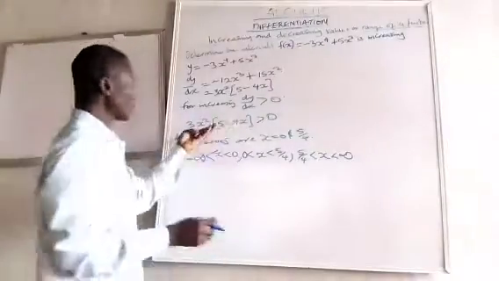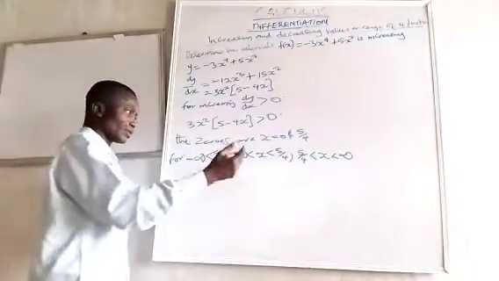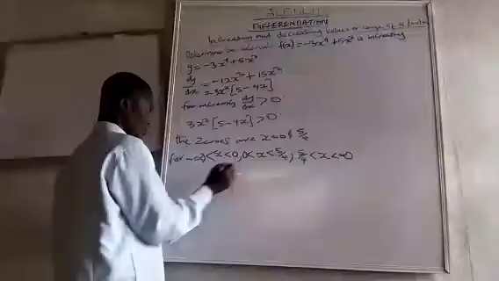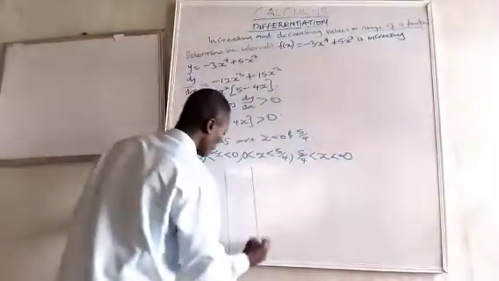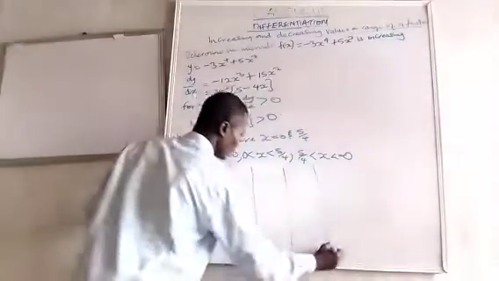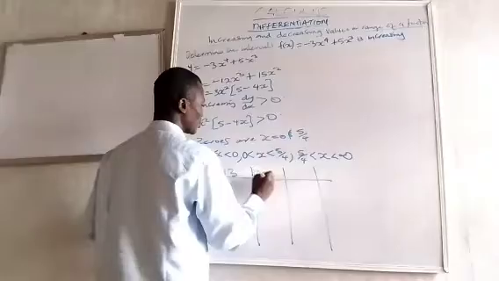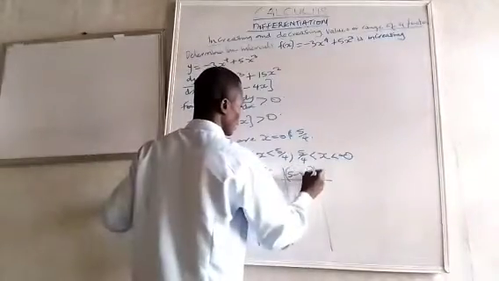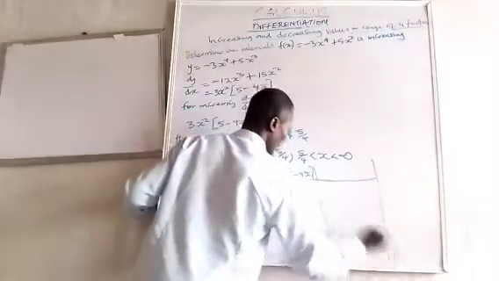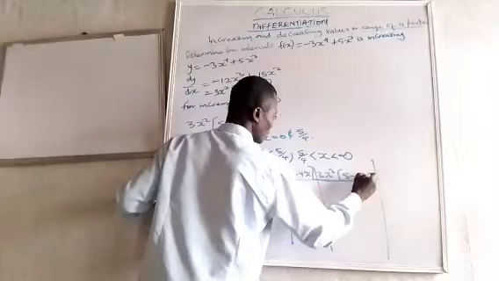So for this one, this is not quadratic. You can see this one is 2. So we are going to use the normal test. So here is 3, here is x squared, here is 5 minus 4x, and this place will be the product: 3x squared times 5 minus 4x.